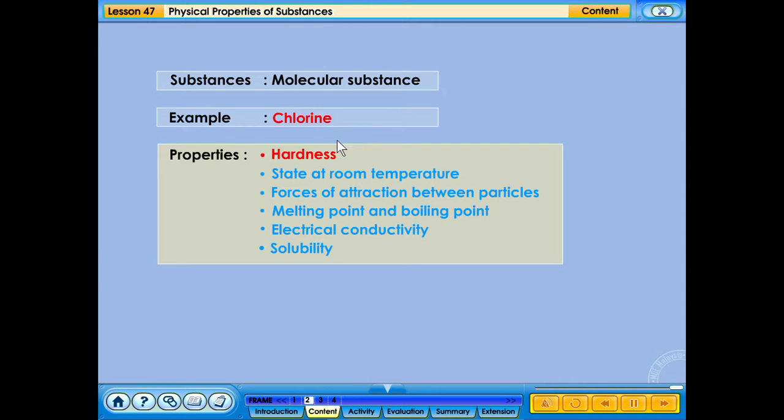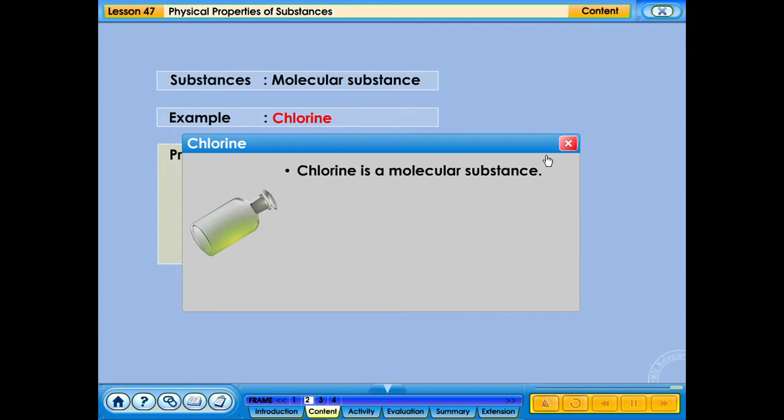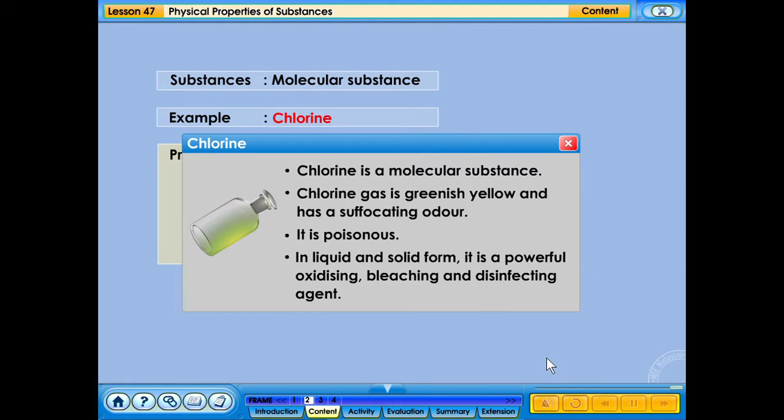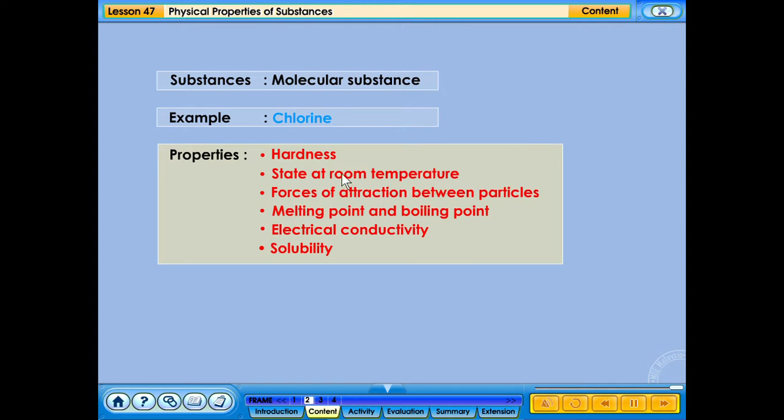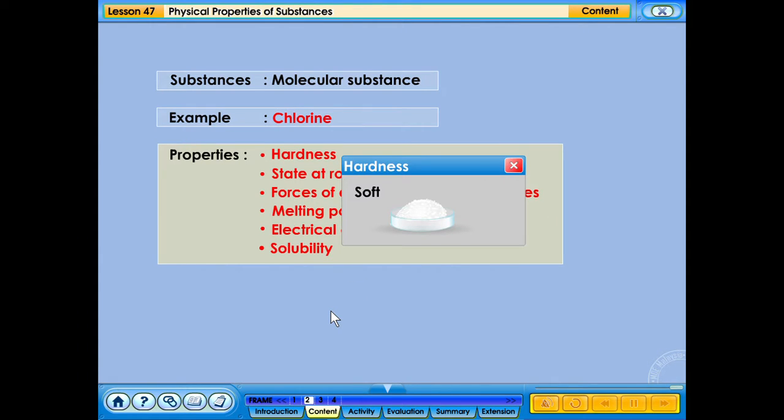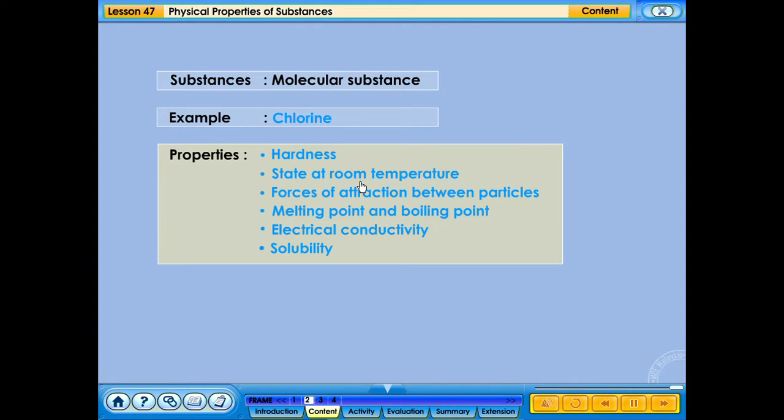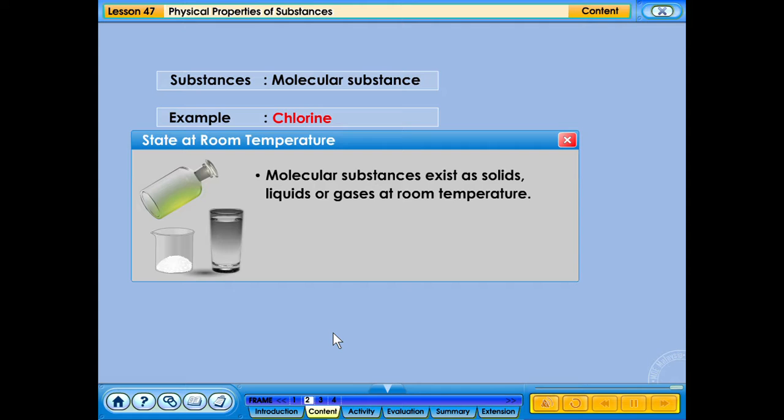Chlorine is a molecular substance. Chlorine gas is greenish-yellow and has a suffocating odor. It is poisonous. In liquid and solid form, it is a powerful oxidizing, bleaching, and disinfecting agent. Soft. Molecular substances exist as solids, liquids, or gases at room temperature.